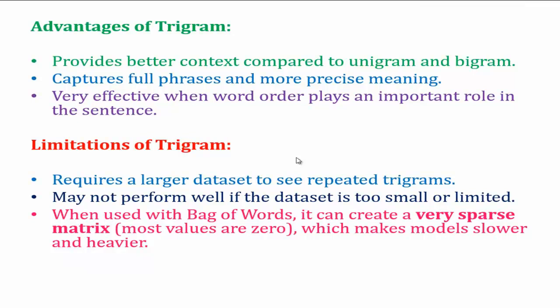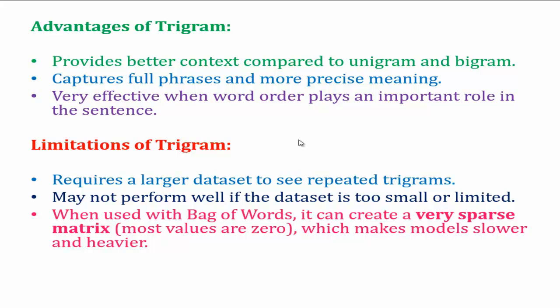Now before we move forward to unigram plus bigram, let's discuss some advantages of using trigram. As you know, it provides better context compared to unigram and bigram. I'm sure now you must be knowing this. It captures full phrases and more precise meaning, and it is very effective when word order plays an important role in the sentence. And here are some limitations of trigram.